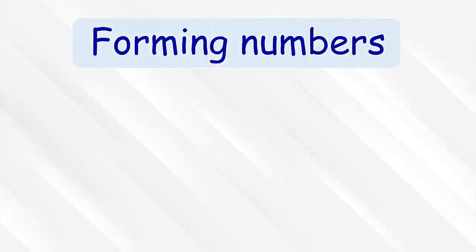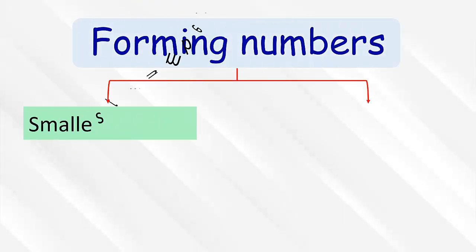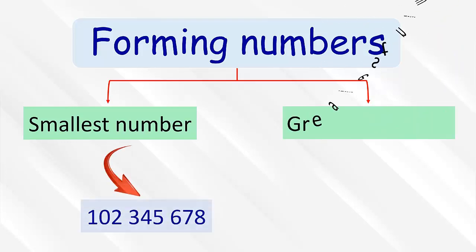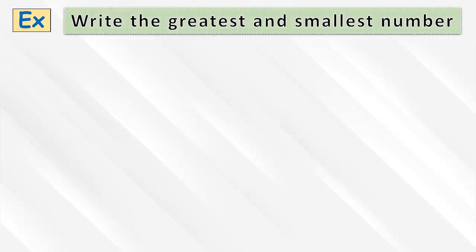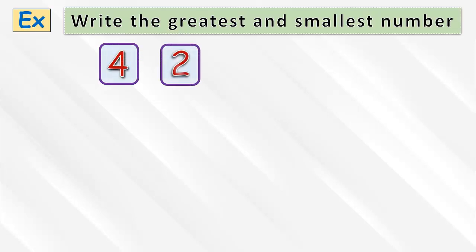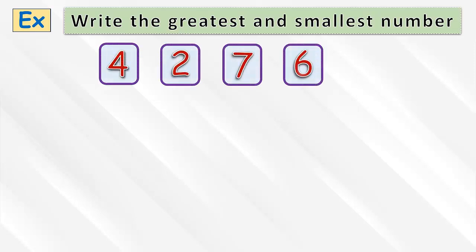In this video, we will explain how to form the smallest number and the greatest number formed from a group of different numbers. Follow me. We will start with the first example. The first example is: write the greatest number and the smallest number formed of the following cards, and it gives us 5 cards with 5 different numbers.